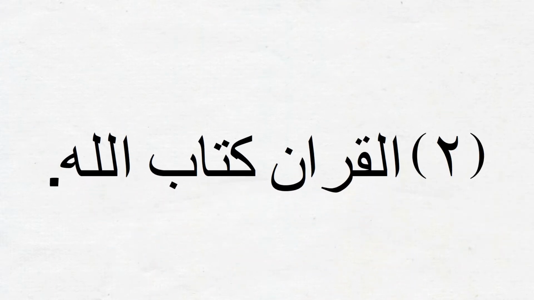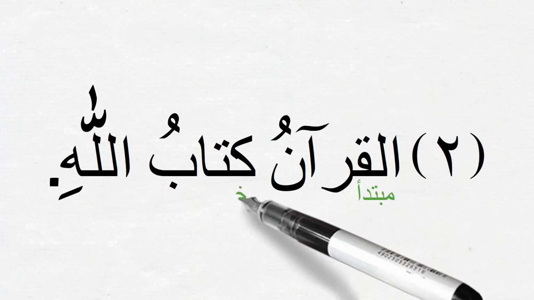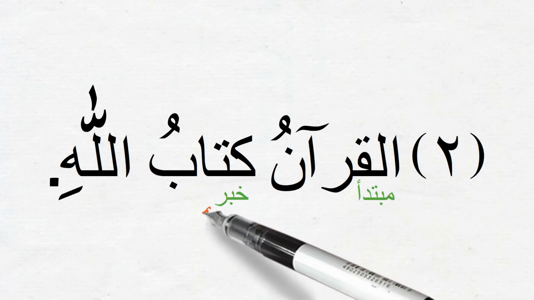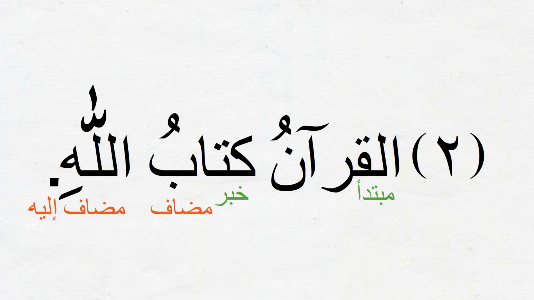Second one. القرآن كتاب الله. The Quran is the book of Allah. Here, the مبتدأ is القرآن, and what would be the خبر? كتاب, right? Because كتاب is the ism, it can come solo as خبر. كتاب is also مضاف, and the ism الله is the مضاف إليه.